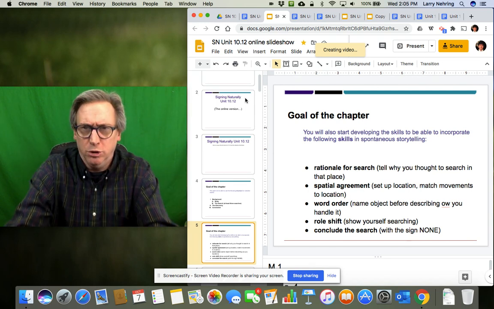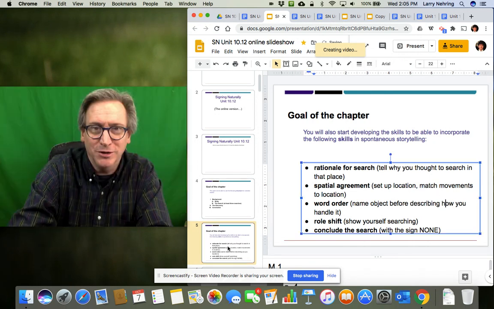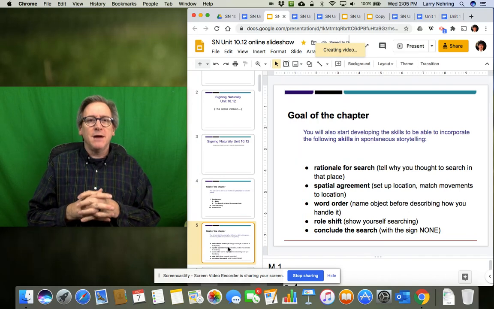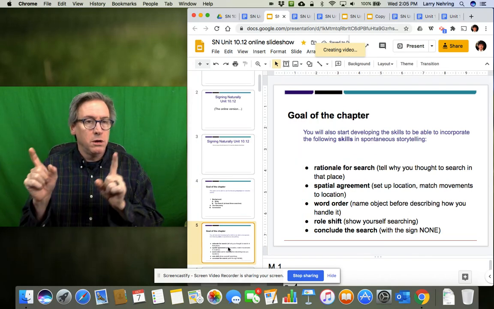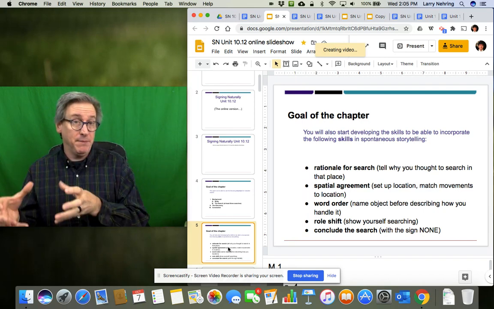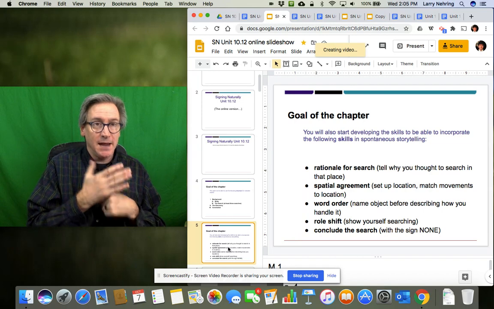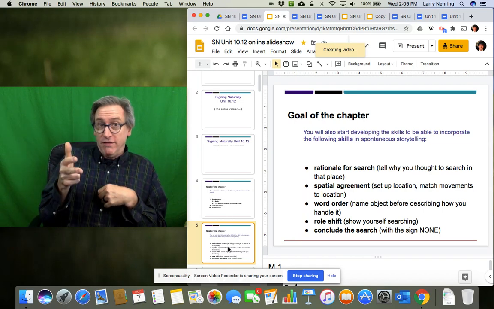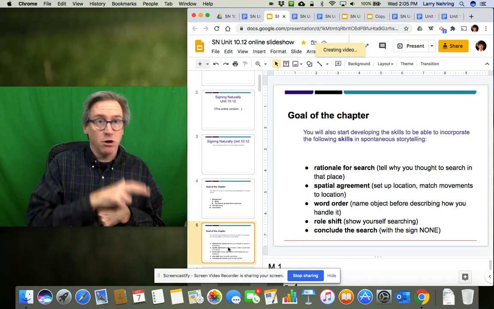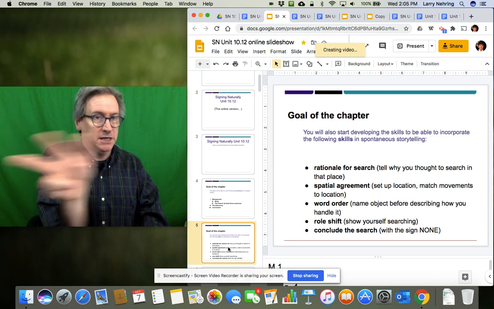Word order, name object before describing how you would use it. Okay. Word order. We always set up and define something before we manipulate it. That's how basic classifiers work. So if I say my car, then I can use the car. I wouldn't just go, my car. Because we don't know what this is.